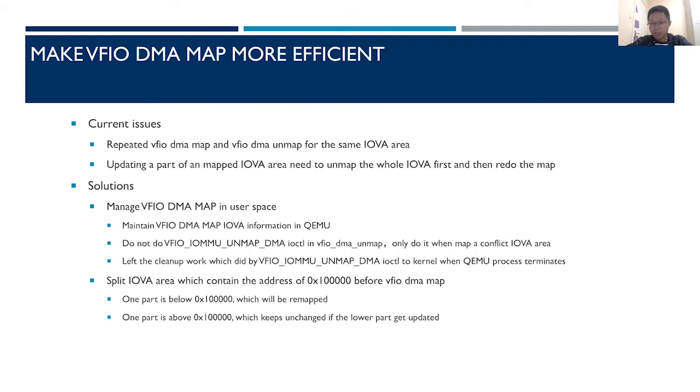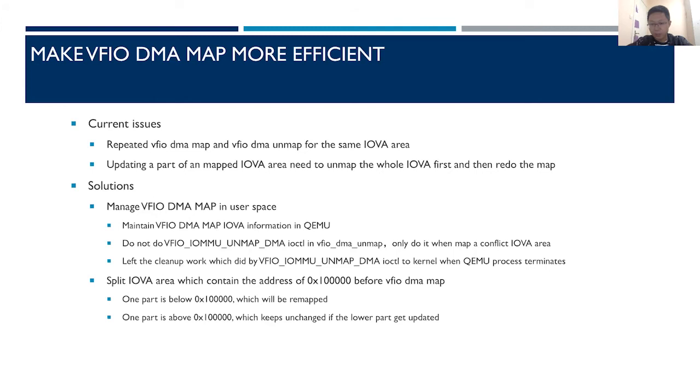The second issue is inefficient IOVA area mapping update. For example, to change the attribute of a subregion of an IOVA area which is already mapped, the whole IOVA area needs to be unmapped first and then be mapped again. This will happen for an IOVA area containing the address of 1 mega.